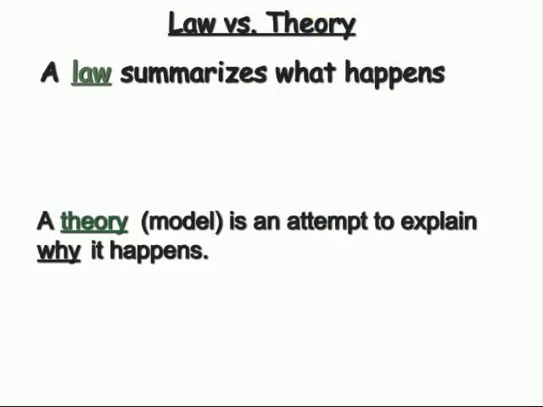Now, the big difference here is that a law just summarizes what happens, whereas a theory or a model is an attempt to explain why. Okay, this is the big difference between the two for our purposes. So, what ends up happening is a law is something that's not questionable. This thing definitely happens. A theory is going to be very questionable. We're very much going to dig into this, whether or not it makes sense.